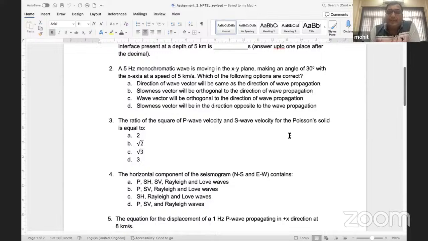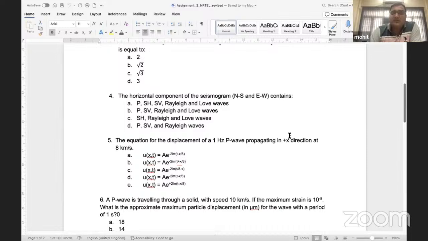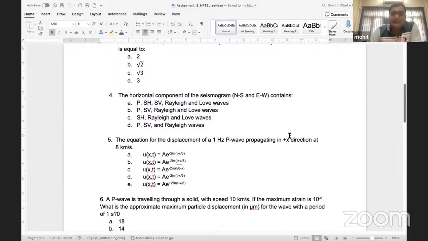Question number 3, the ratio of the square of P wave velocity to S wave velocity for the Poisson solid. For the Poisson solid, the ratio is under root 3, but they are asking for the square. So option D should be correct, that is equal to 3. Question 4 is simple. I am not going to solve this question.